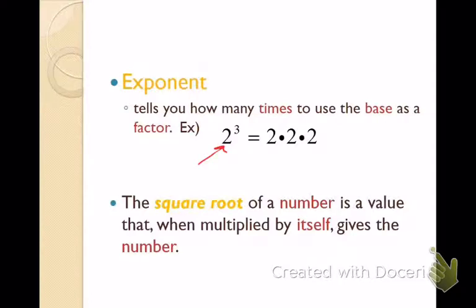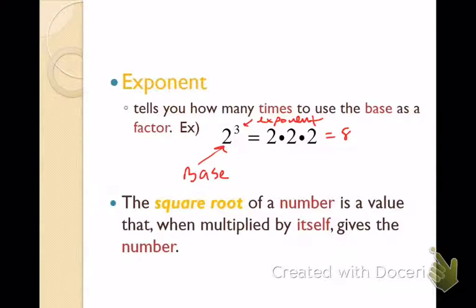In this example, the 2 here is your base. That tells you what it is you're supposed to be multiplying by itself. This guy up here is your exponent. That will tell you how many times to multiply it by itself. So 2 to the 3rd power would mean 2 times 2 times 2, or 8. Or 2 cubed, another way to say it.